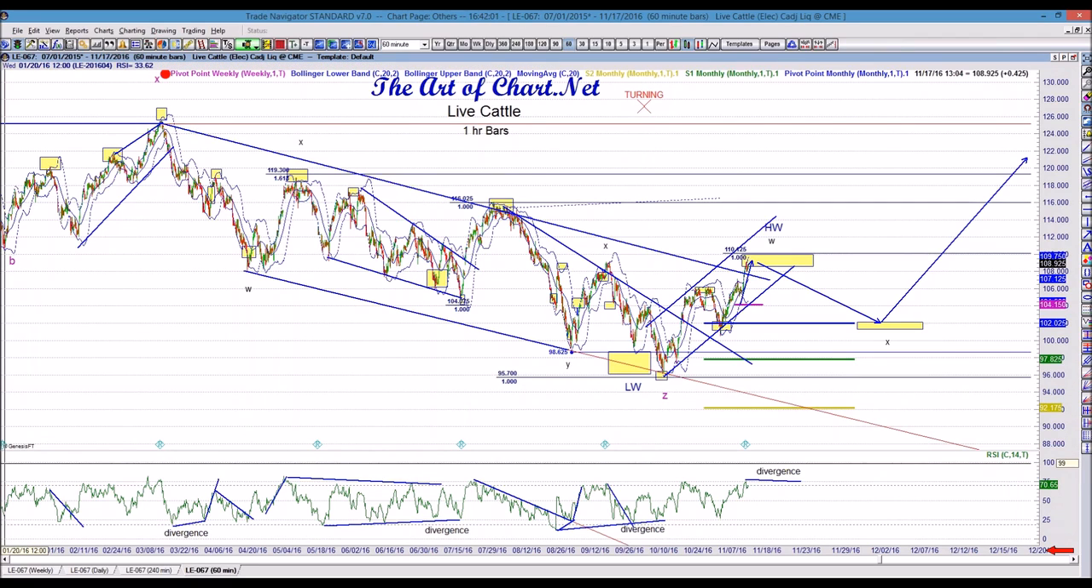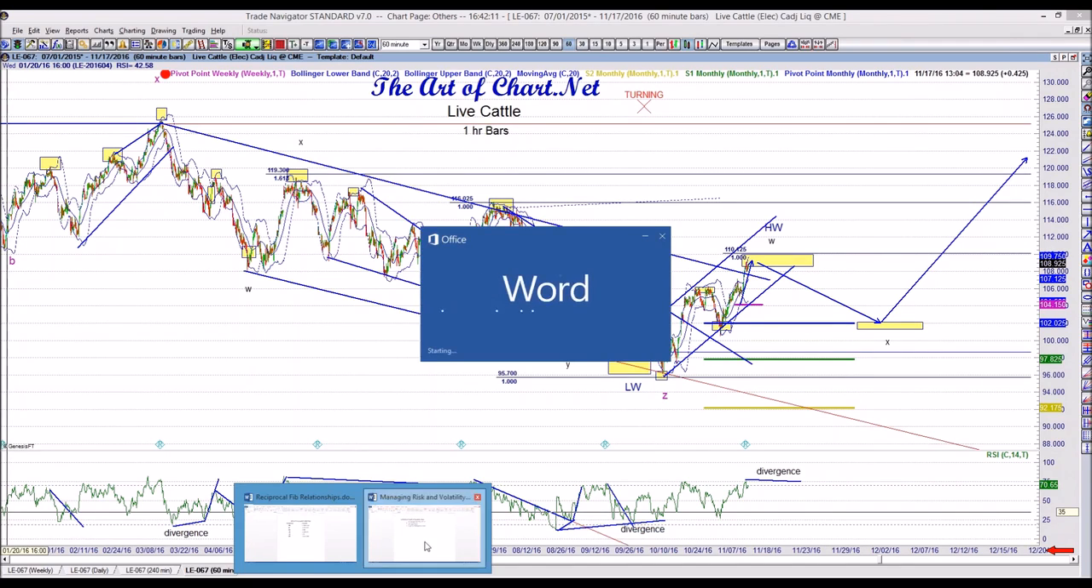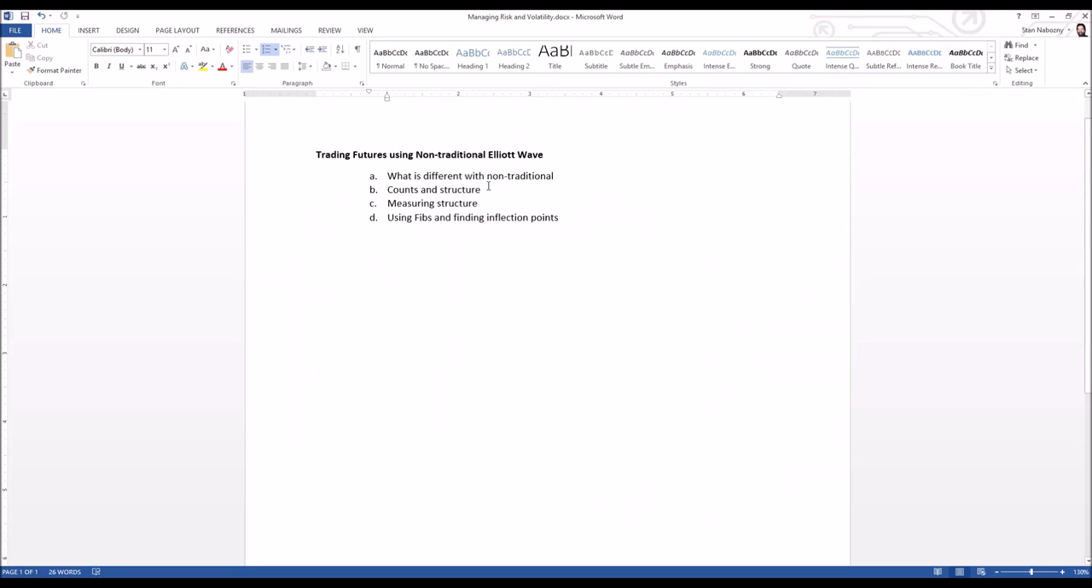Okay, that's my main message there. So anyway, with that said, we've covered so far on our agenda, and I know I've been long-winded, guys, but this is worth learning and worth explaining well. We've talked about what's different with non-traditional. We've talked about counts and structure. We've talked about measuring structure and using fibs to find inflection points.